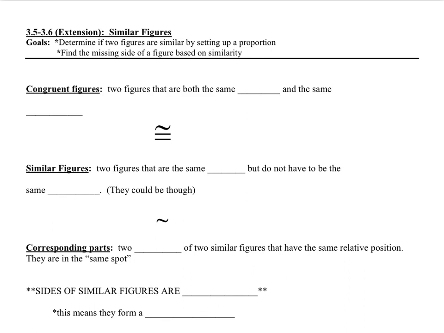In this section, we're talking about similar figures. Two things that we're going to do. We're going to determine if two figures are similar by setting up a proportion. And then if two figures are similar, we're going to find the missing side based on similarity.